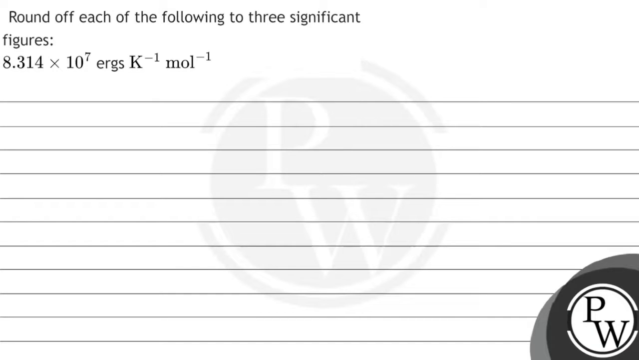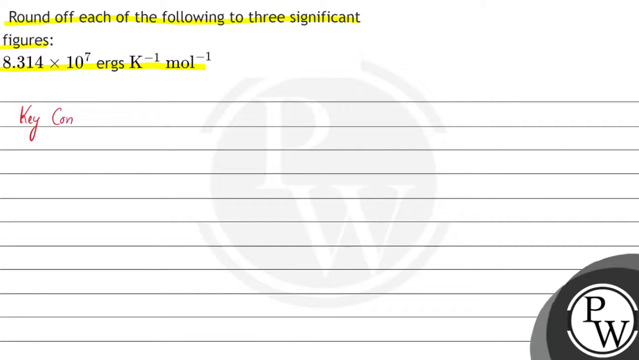The question says, round off each of the following to three significant figures. 8.314 into 10 to the power 7 ergs per Kelvin per mole. So there's this number that is expressed in the scientific notation and we have to round it off to three significant figures. देखते हैं इस क्वेश्चन को.